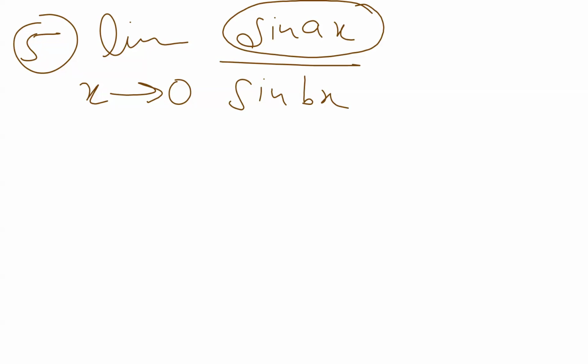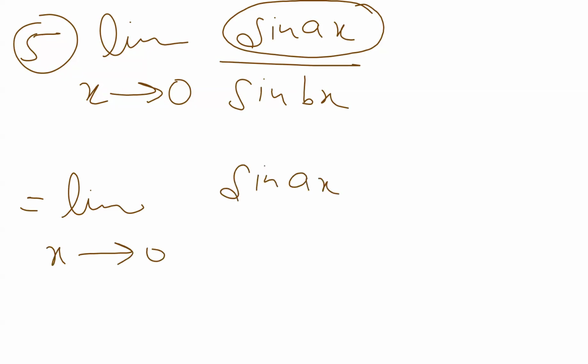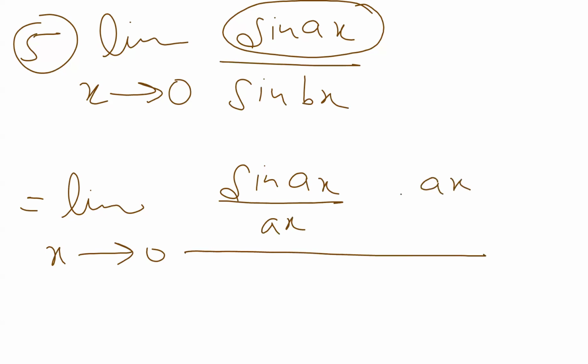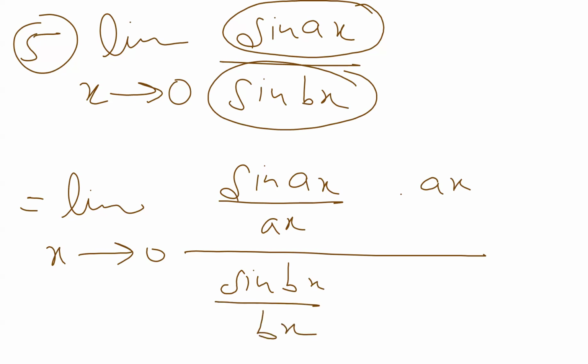Beneath this sin ax, which term is required? Ax. Now that term is not there. Not even a single x is there. So we'll multiply and divide with ax. Now beneath this sin bx, which term is required? bx. So divide by bx, multiply by bx in the denominator.